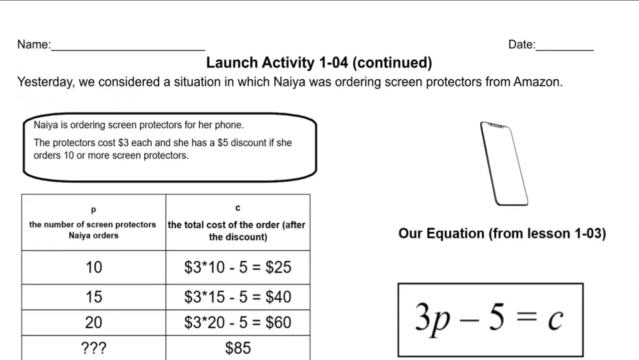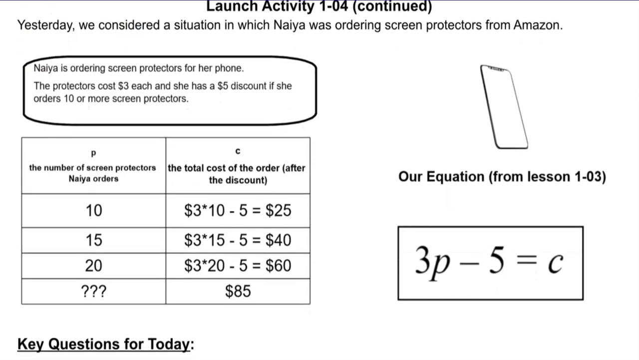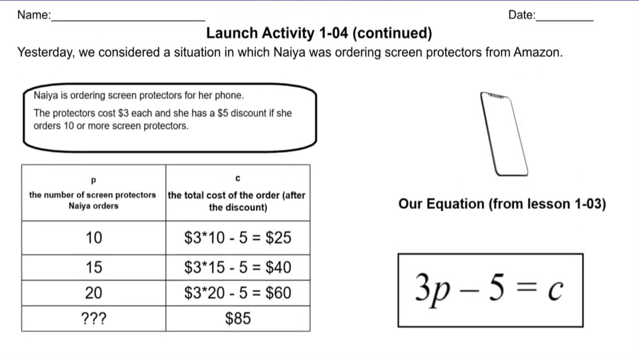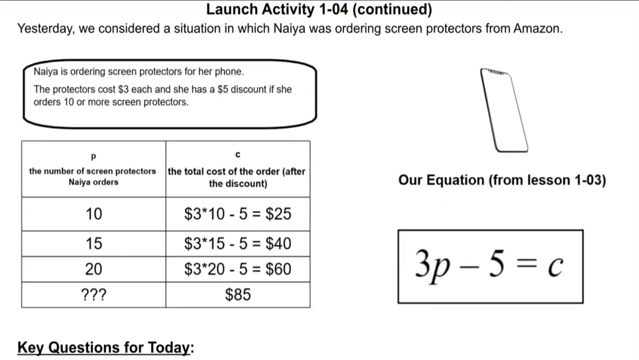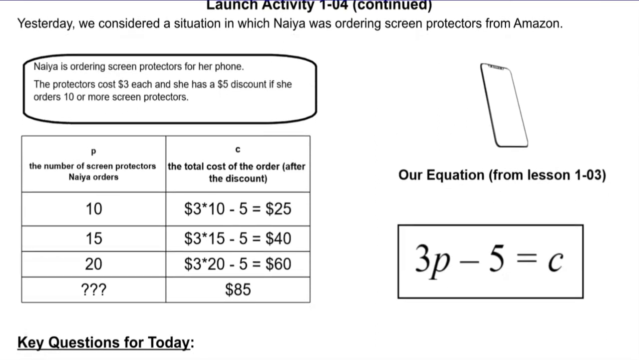So we are going back to a situation that we were using in 1-03, wherein Naya was ordering screen protectors for her phone. The protectors cost $3 each, and she had a $5 discount if she ordered 10 or more screen protectors. So in all of our examples, she ordered at least 10, so we did not need to include that 10 as part of our equation.